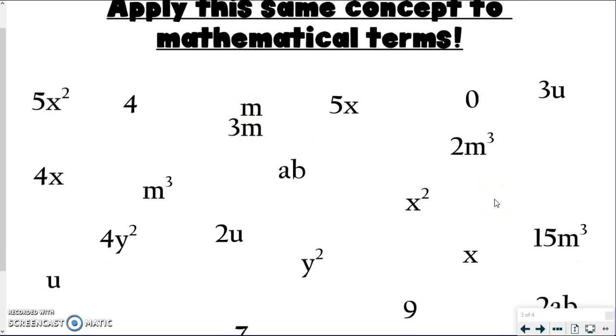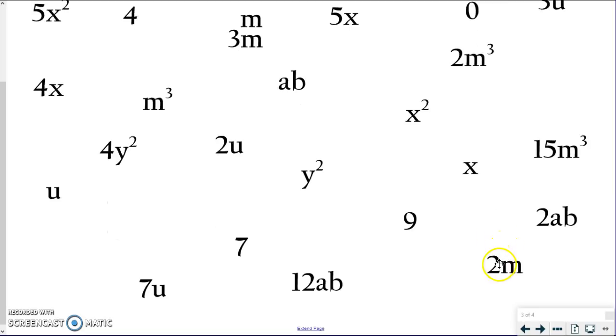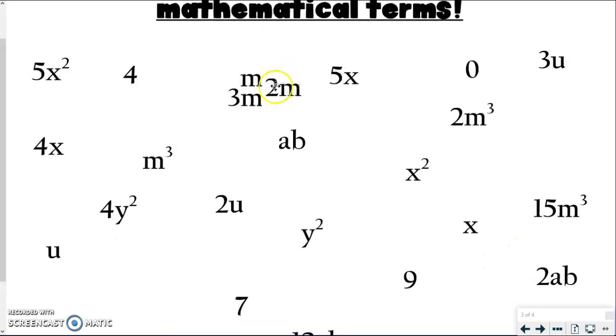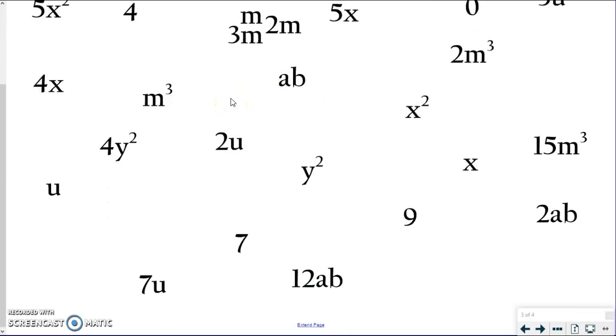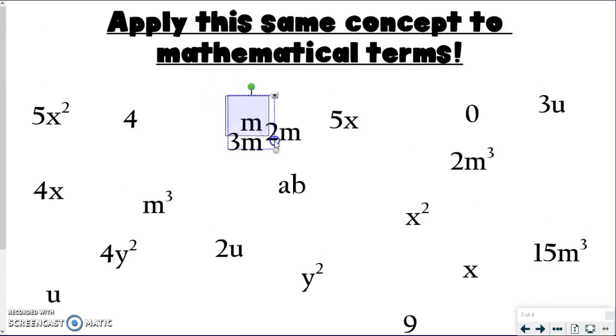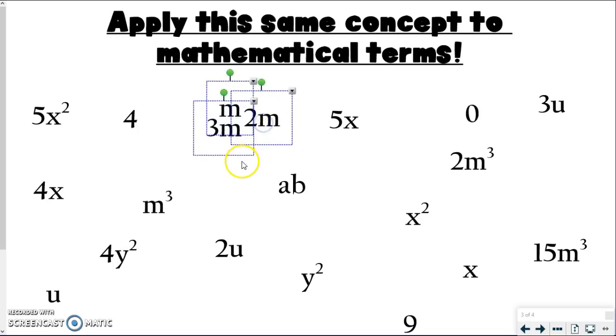Let's see if we've got any others. If I scroll down, yep, we have a 2M. So I'm going to drag that over here. Okay, and these all make a group. I think that was all of them. If I missed any, we'll go over them in a second. All right, so this is a group, and so you should have the same symbol around those 3 M's, okay? The M, the 2M, and the 3M.